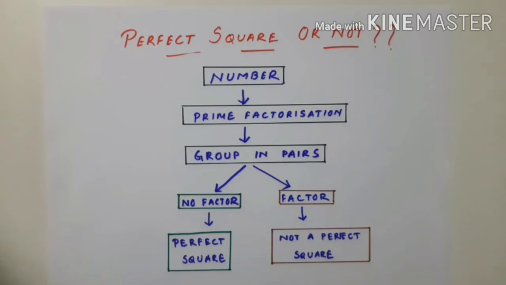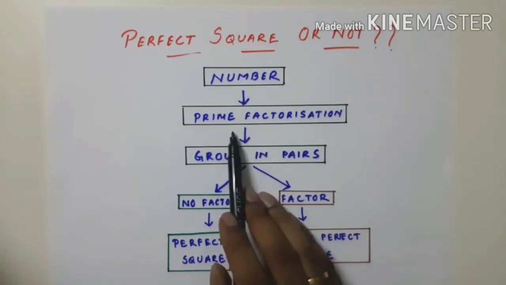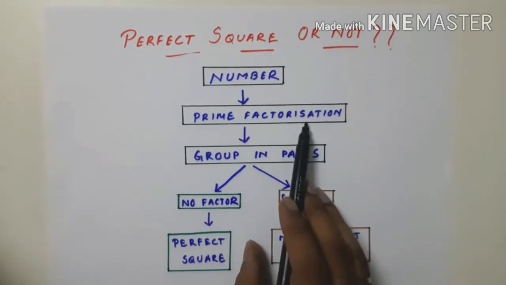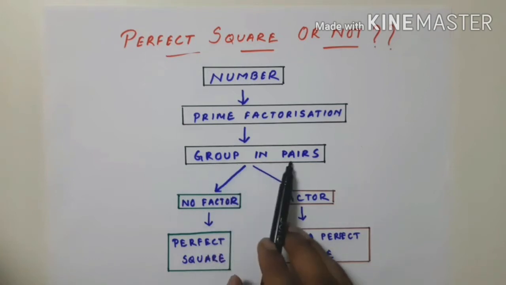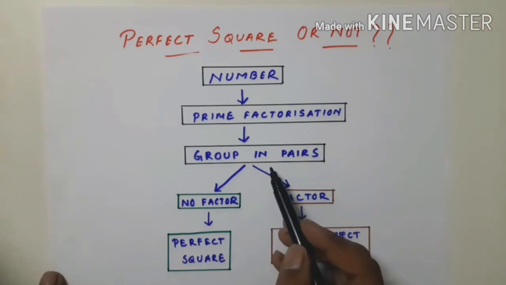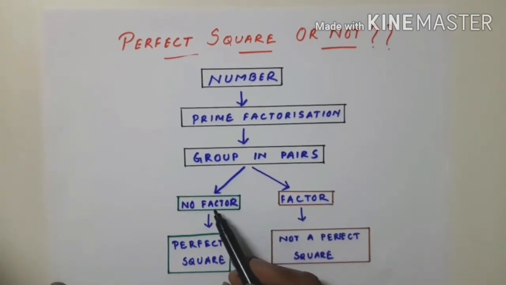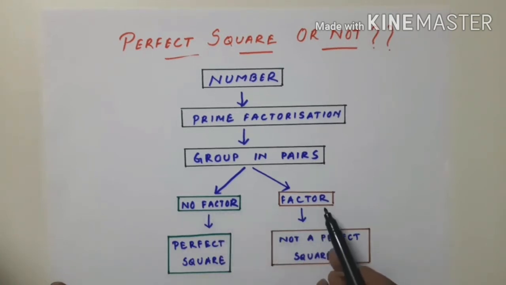Next, how to find whether a given number is a perfect square or not. For this we will follow this flow chart. As you can see here, first we will take the number, then we will prime factorize. After prime factorizing, we will group them in pairs. As we have seen, 4 can be written as 2 into 2, so 2 into 2 is a paired group. Like this we will find. Now after grouping, there will be two options: either no factors will be left out or some factors will be left out.